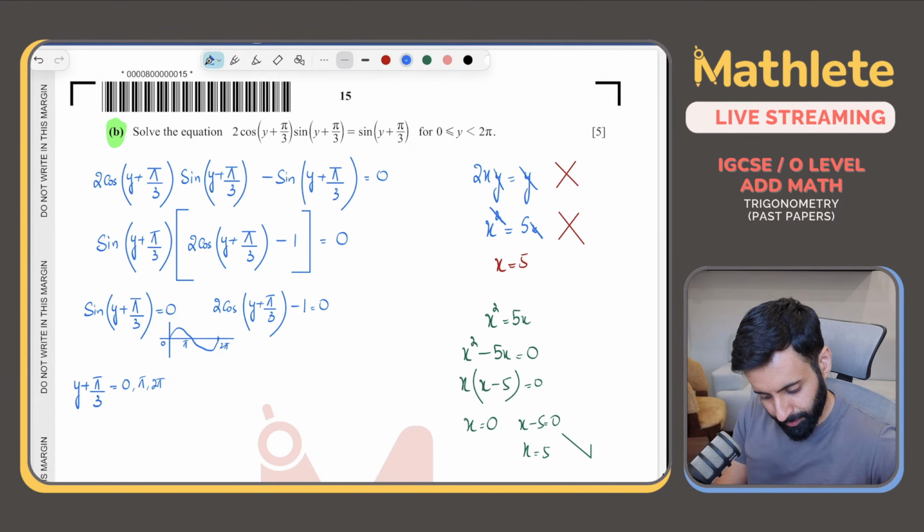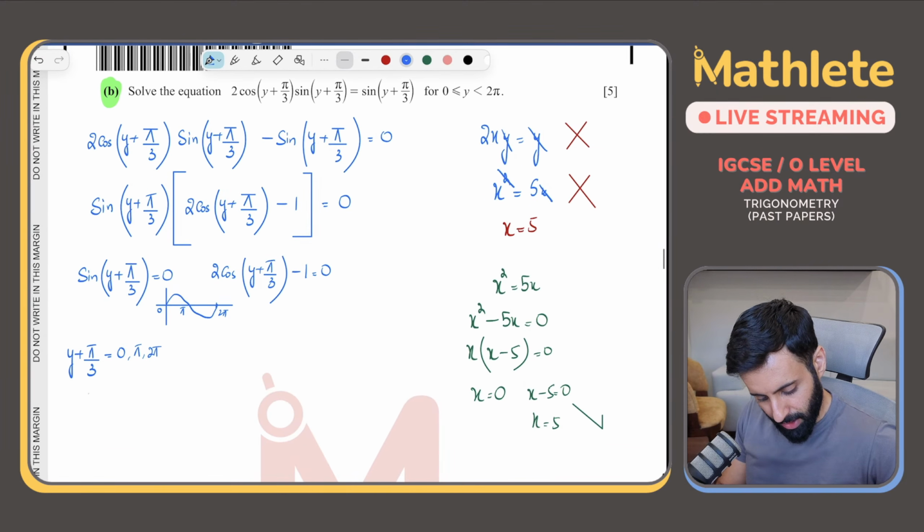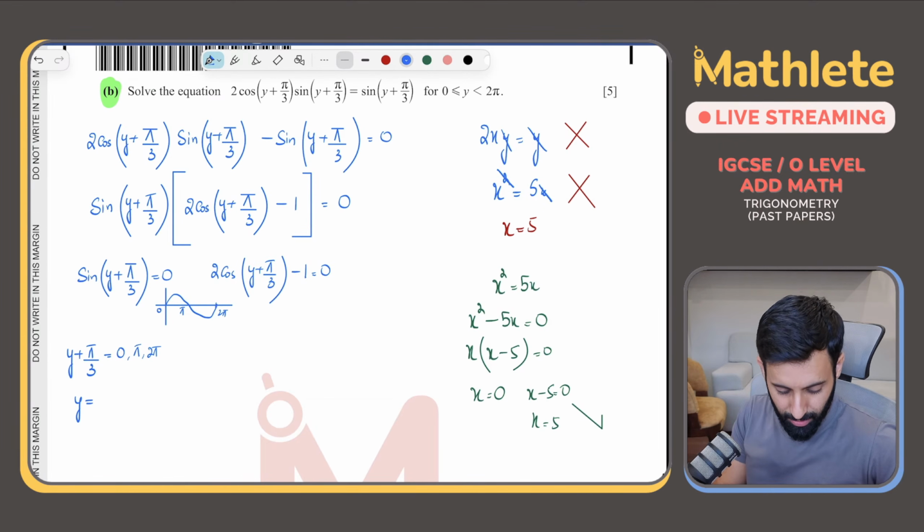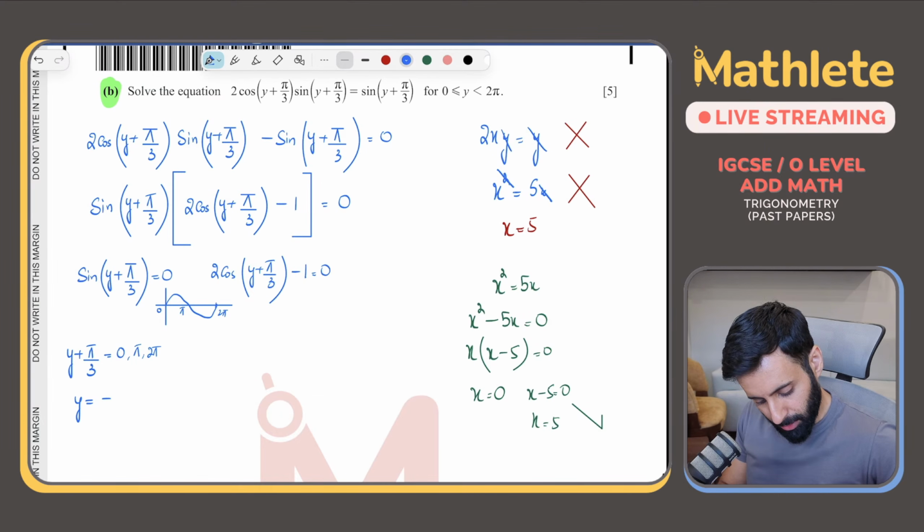Okay, now, one by one, let's write down the values of y, and remember to only consider the ones that are inside the final range of y. So 0 minus pi upon 3 will be equal to minus pi upon 3. We're not going to consider this. Pi minus pi upon 3, that's equal to 2 upon 3 pi. We are going to consider this because it's positive.